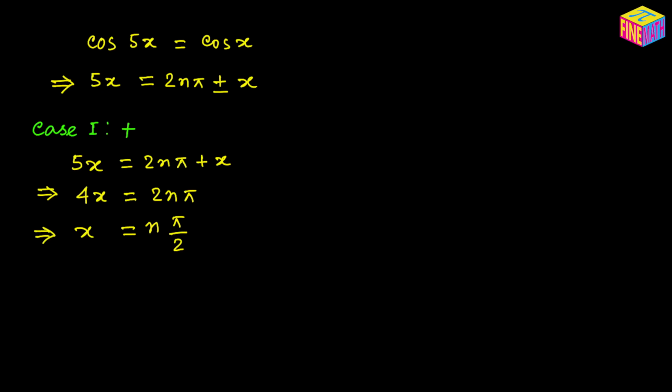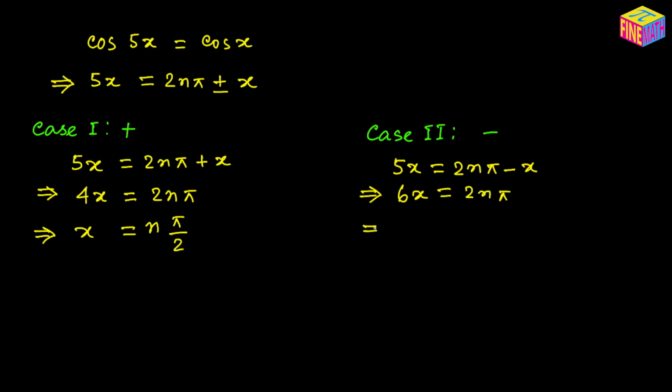And let's take the second case, and in the second case we are going to take the negative sign. So for this case we can say 5x equals 2n pi minus x, and from here if we bring the negative x to the left hand side, that becomes positive x, so it would be 6x is equal to 2n pi, and from here we can say x is equal to n times pi over 3. If we divide both sides by 6, then we get x on the left hand side, and on the right hand side we are going to get n times pi over 3. So those are the two general solutions for this trigonometric equation, which is cosine of 5x equals cosine of x.